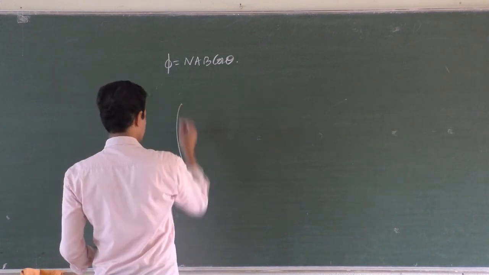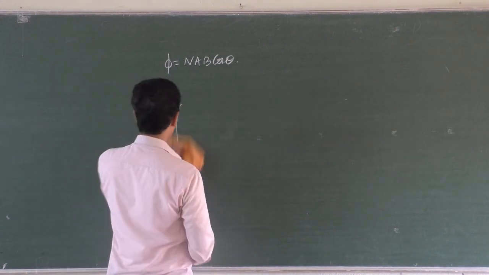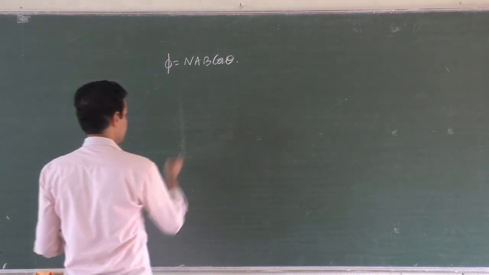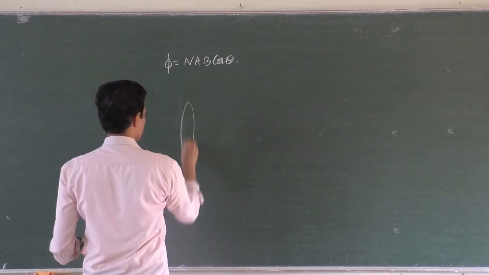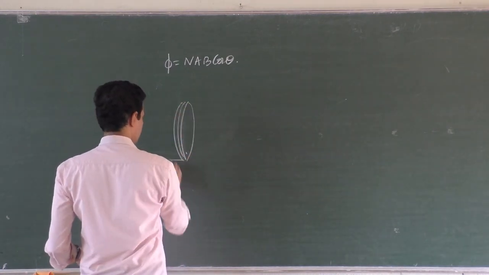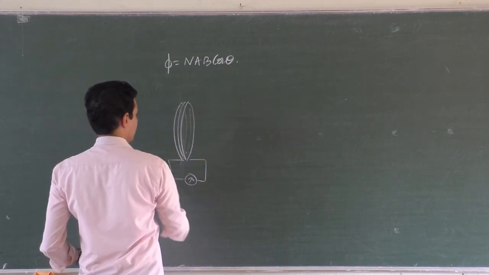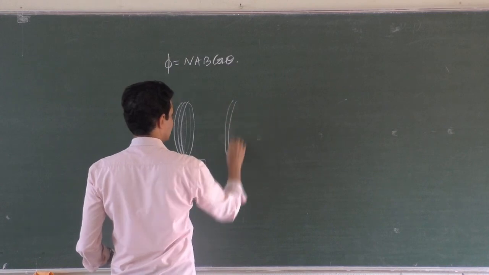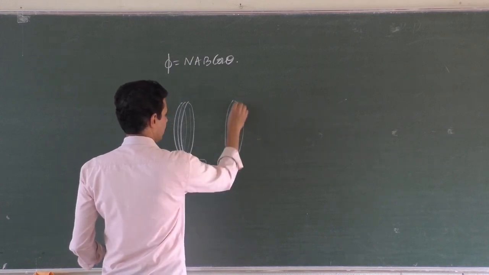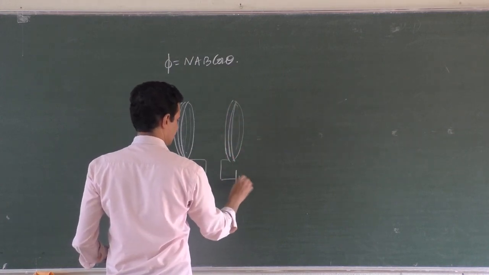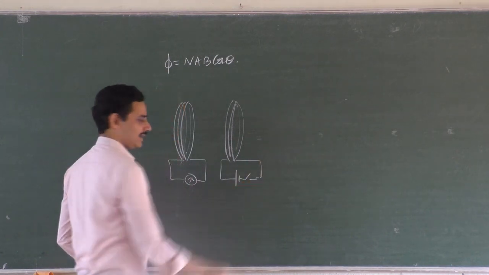So here is a coil, and that coil is connected to a galvanometer. It has many turns and is connected to the galvanometer in order to detect current. Here is another coil which carries current, and that current should keep on changing. Of course, you can switch it on and switch it off, or you can connect an AC here.